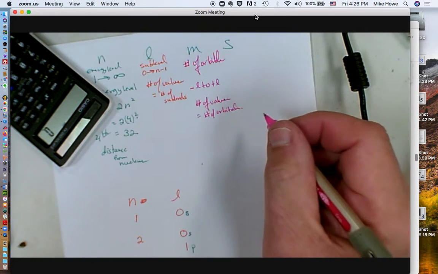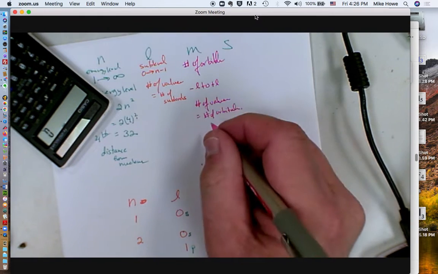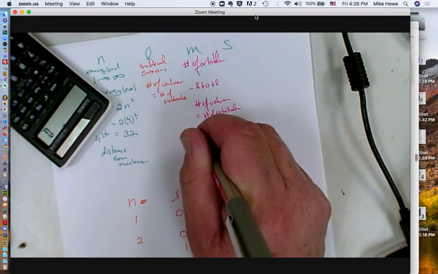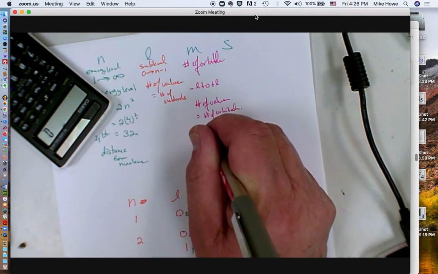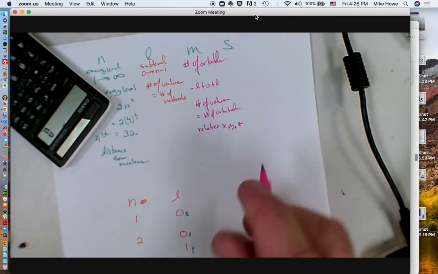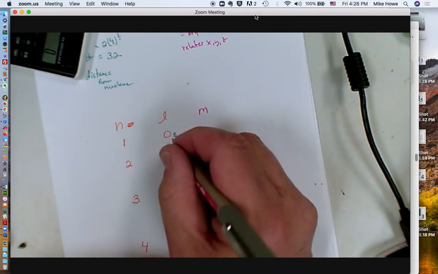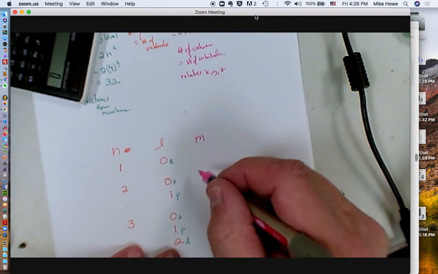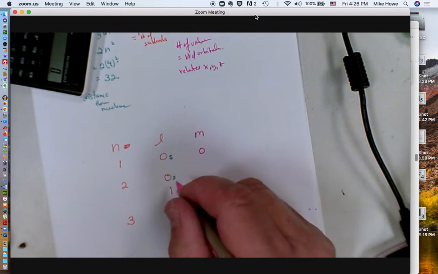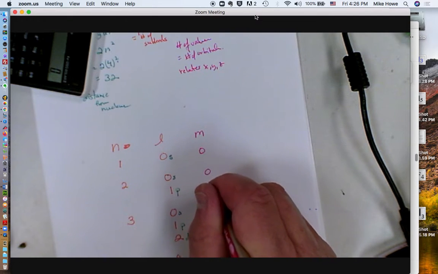All right, so the name of this is called the magnetic quantum number, and it deals with the orientation of the orbital in space. I'm just going to put relates to X, Y, Z axis. So let's make a column for M. If L equals 0, since M can equal negative L to positive L, M can only equal 0, because there's no negative 0, there's no positive 0, it's just 0. Same thing here, that's 0. But if L equals 1, then M equals negative 1, 0, and 1.